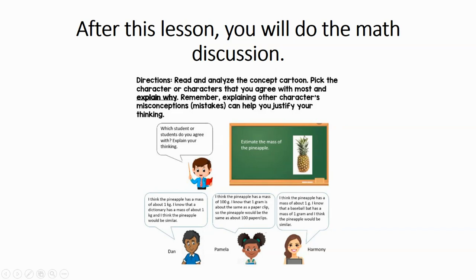So if you look here, you're estimating the mass of a pineapple. And maybe some of you even had this for your scavenger hunt. Maybe you found this in your kitchen. So who had the correct answer when they were thinking about the mass of the pineapple? Who do you agree with? Don't forget to explain your thinking. And the way you can explain is even saying why the other two or the other one was not correct.